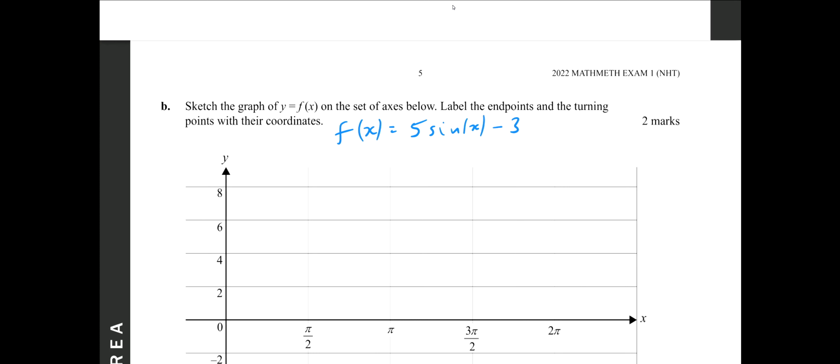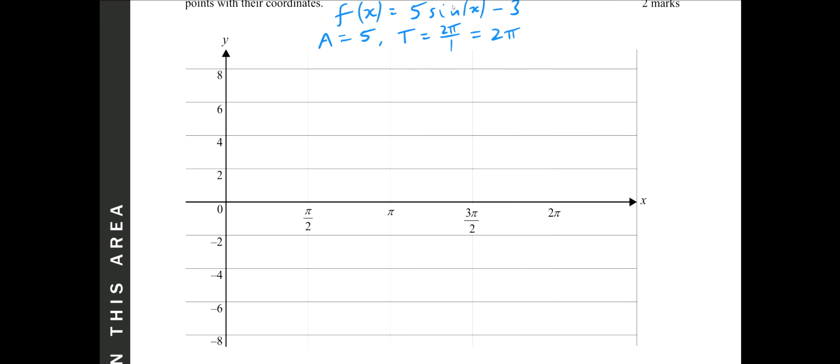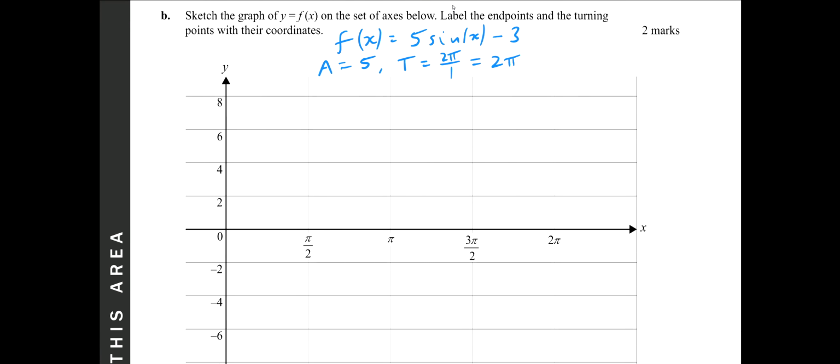So there you go. We are sketching the graph of y equals 5 sine x minus 3 over the domain 0 to 2 pi. So let's write down a couple of facts first. The amplitude is equal to 5. So that's just the amplitude of that trig function. The period is going to be 2 pi over the coefficient of x, which is just 1, and that is 2 pi. So we're basically going to be drawing one period of this graph, and given that the domain was 0 to 2 pi, we have exactly one period fitting within that domain.